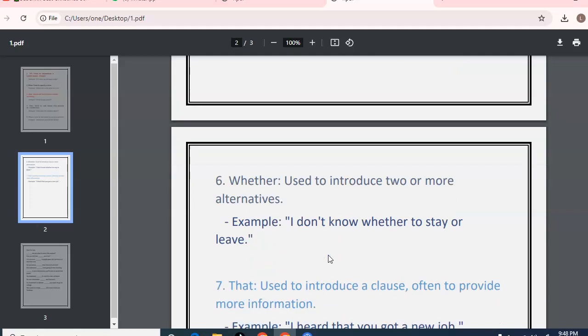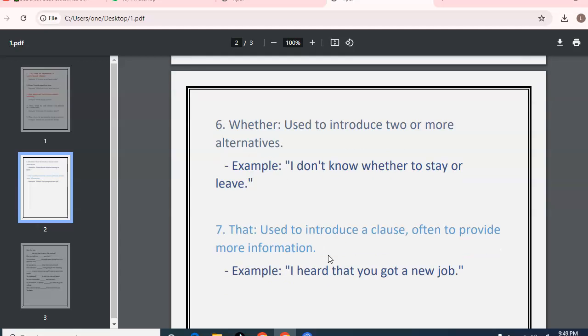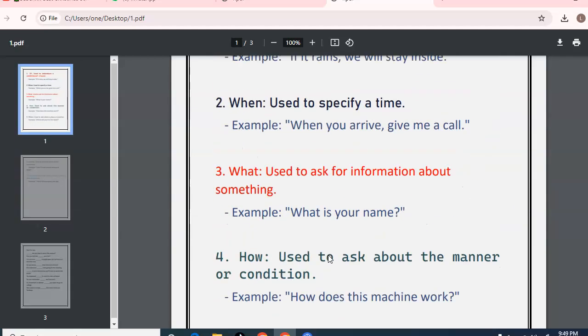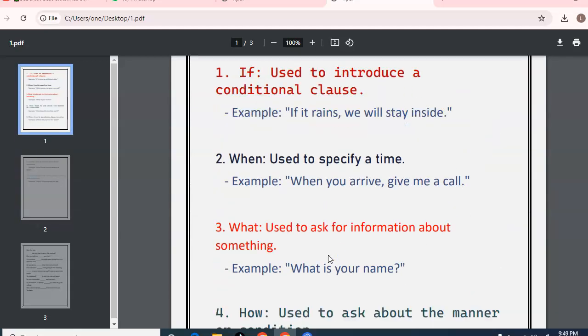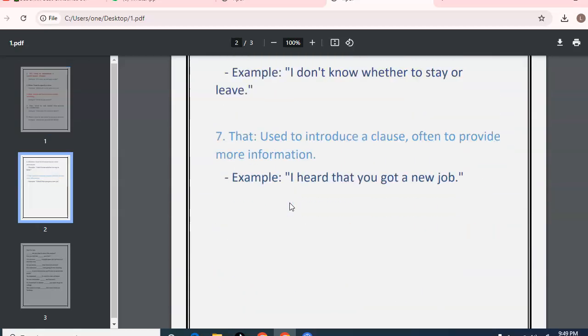Okay, next one we have is that. We use that to introduce a clause, often to provide more information. For example, I hear that you got a new job. Okay, so it means you are providing information. When you are asking for information, you use what. And when we are providing information we use that.